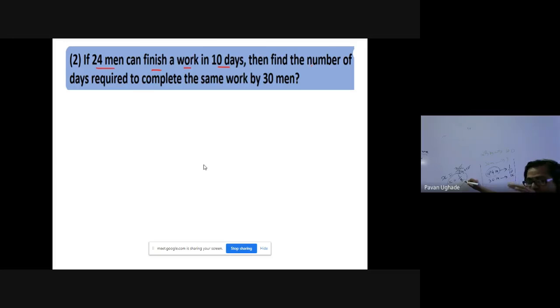Good. Again, take the inverse of that, so it is 8 days. Very good. This is the answer. So this is the 2B concept that we have said: if the number of men or resources increases, the time taken to do the same job decreases. As you have seen, 24 men took 10 days, and when I increased to 30, the days required to finish are 8.